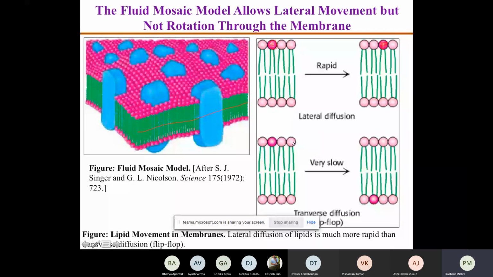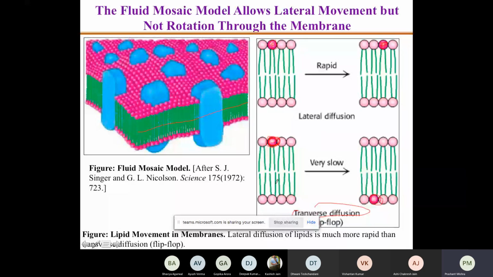Whereas there is another type of diffusion which may occur. That means a lipid from here moves to the other layer. So it moves from one layer to another layer. This is called transverse diffusion. So these two diffusions may happen. But generally the diffusion from one layer to another layer, that means trans-bilayer movement, will be restricted. And why should it be restricted?